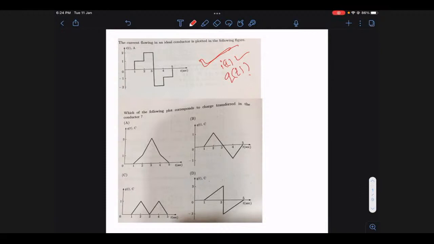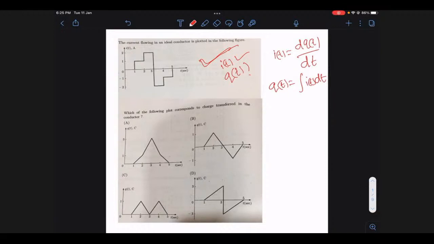So what is the logic to answer this problem? We know that i(t) is equal to dq/dt. The rate of change of charge flow is nothing but the current. So if this is true, then q(t) is equal to the integration of i(t) dt. That means if you differentiate q, you get i. If you integrate i, you get q. So you have to basically integrate this i(t) waveform.